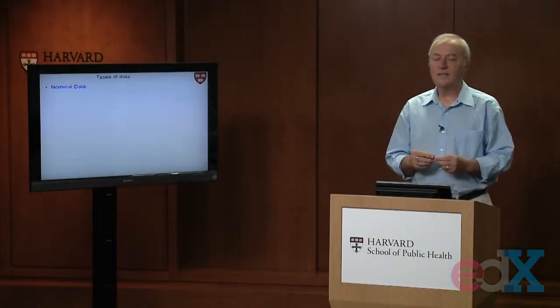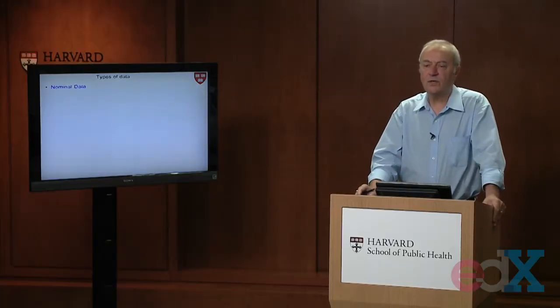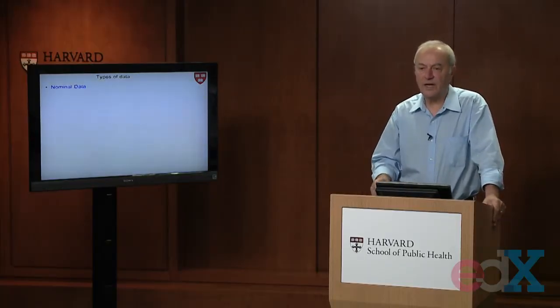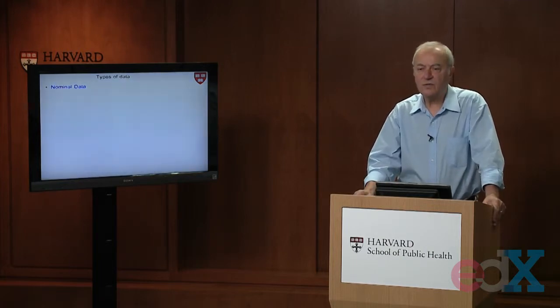This little segment is going to concentrate on types of data. Now, we use numbers very heavily in this course. We're going to be using them all the time, and it allows us to use the computer.